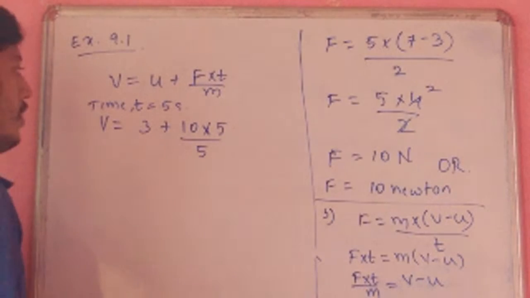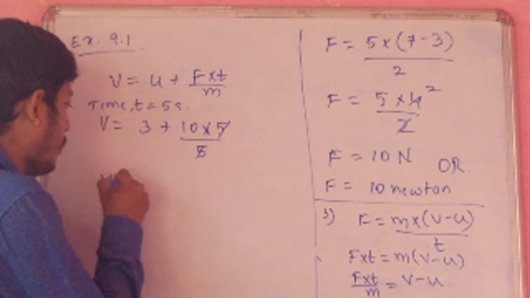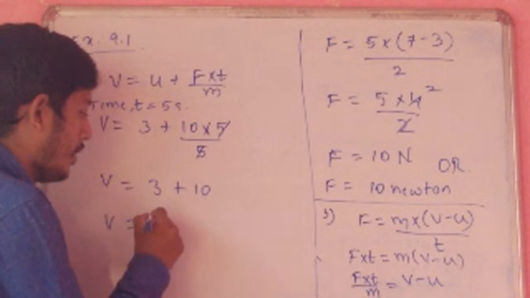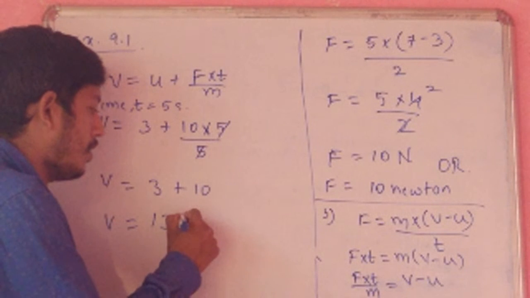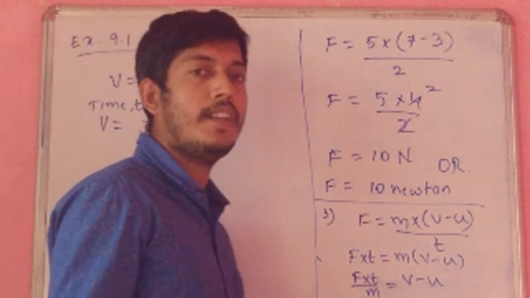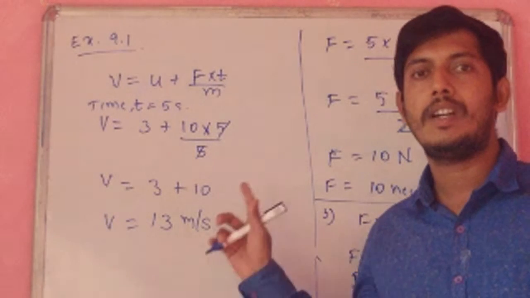Here 5 ones are 5, 5 ones are 5, so these two terms get cancelled. What is remaining here? V equals 3 plus 10, and 3 plus 10 is 13. The SI unit of velocity is meter per second. So this is the final velocity, that is 13 meter per second. Very simple one. Just look at the answer.